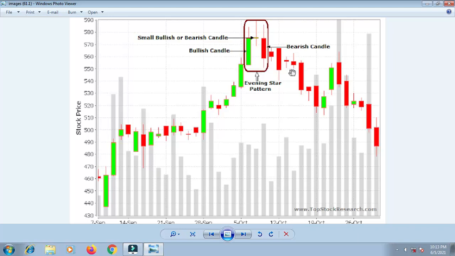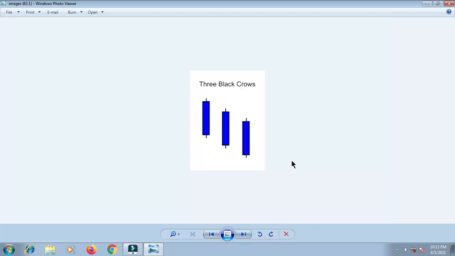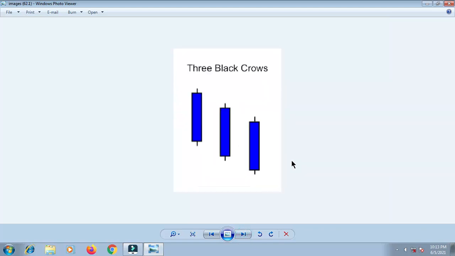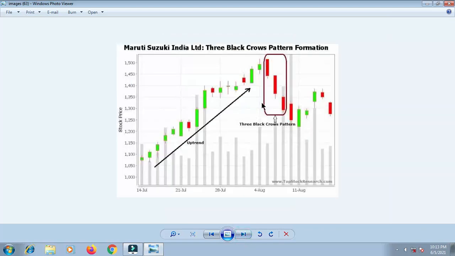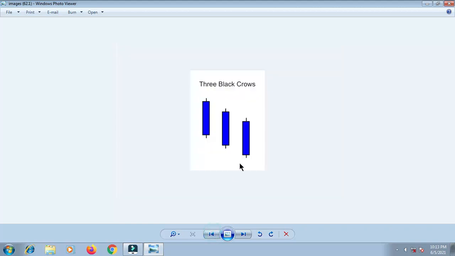And the last one is the 3 black crows. So 3 black crows is also a 3 candle pattern. It forms at the top of a price action, and this is a bearish pattern. So how to identify this one? First of all, I'll explain you here.